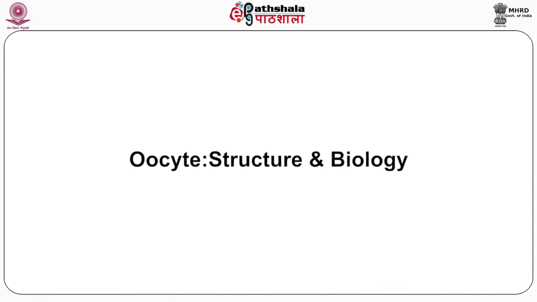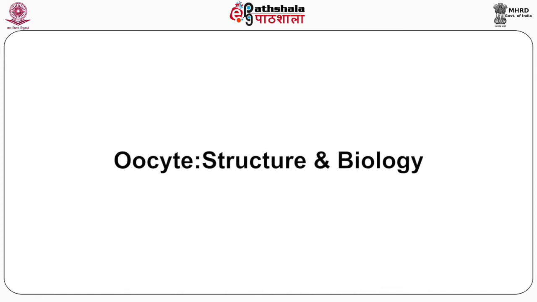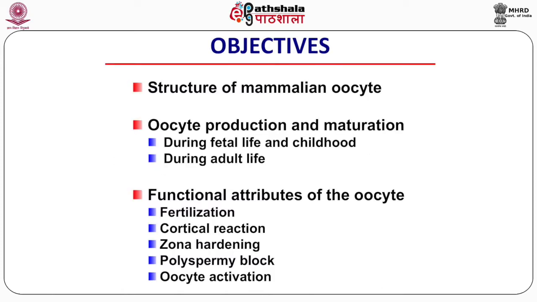Oocyte, structure and biology. The objectives for this module will be, we will discuss the structure of the mammalian oocyte, then we will talk about the oocyte production and maturation both during the fetal life and childhood and also during the adult life. Then we will discuss the functional attributes of the oocyte, which will include fertilization, cortical reaction, zona hardening, polyspermy block and also oocyte activation.